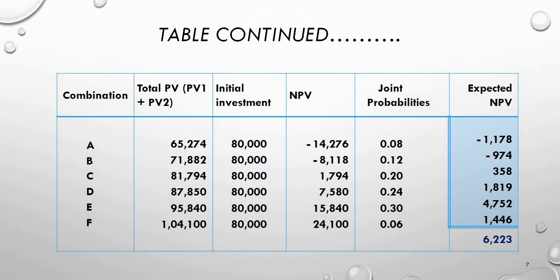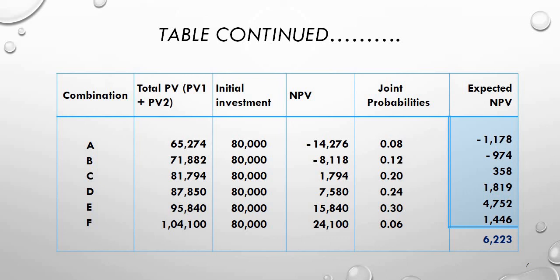Now to get net present value, we have to subtract the initial investment from the total present value. Combination A: 65,274 minus 80,000, NPV will be minus 14,276. B: 71,882 minus 80,000, that is minus 8,118.